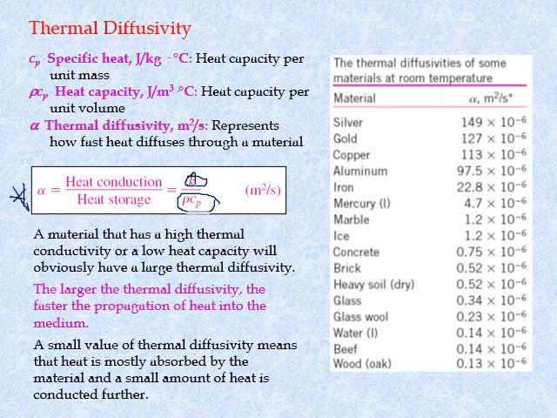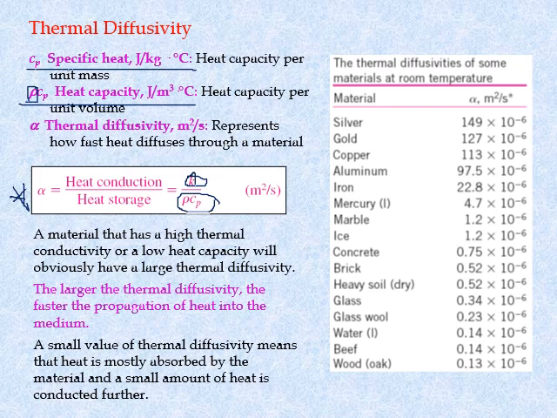So if you look here, Cp is the specific heat capacity per unit mass, and rho Cp is the heat capacity value. Rho here is the density, times the Cp, the specific heat, and alpha is basically just the ratio of heat conduction over the heat capacity, the heat storage of the materials. Okay.